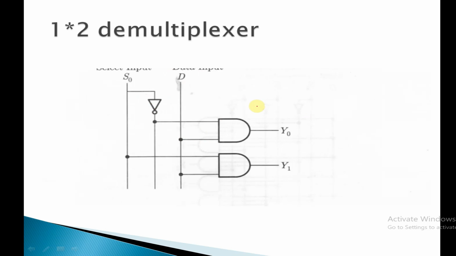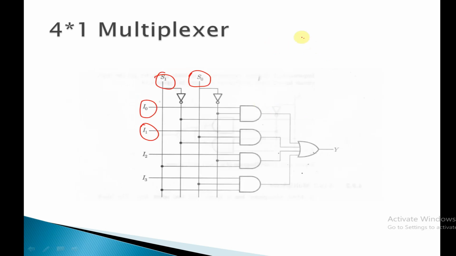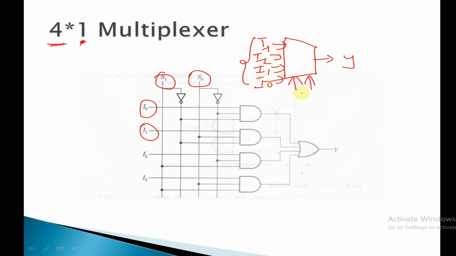I hope you are aware of the multiplexer behavior. Let me briefly introduce you to the multiplexer behavior. For a 4 cross 1 mux, here 4 represents the number of inputs and 1 represents the number of outputs. For a multiplexer, the number of outputs will always be equal to 1. Let's say this is our output Y, and I3, I2, I1, and I0 are our four inputs, and select lines are S1 and S0.